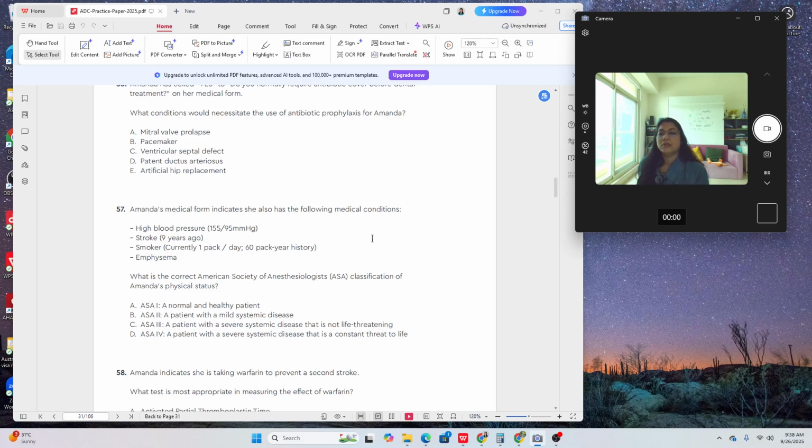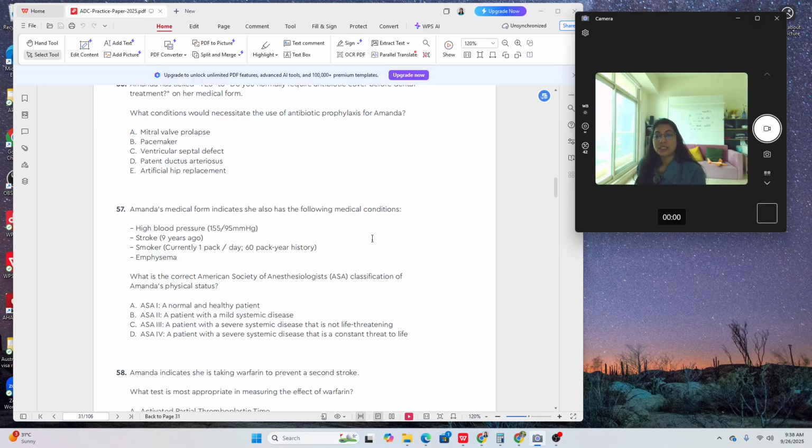Okay. Now, we don't know if she has a heart problem or not, because the first question doesn't say she has. It just asks what condition would necessitate antibiotic prophylaxis. It doesn't mention she has that, okay? So we don't know if she has a cardiac problem or not, because the first question is not saying she has it. See how tricky they make the questions.